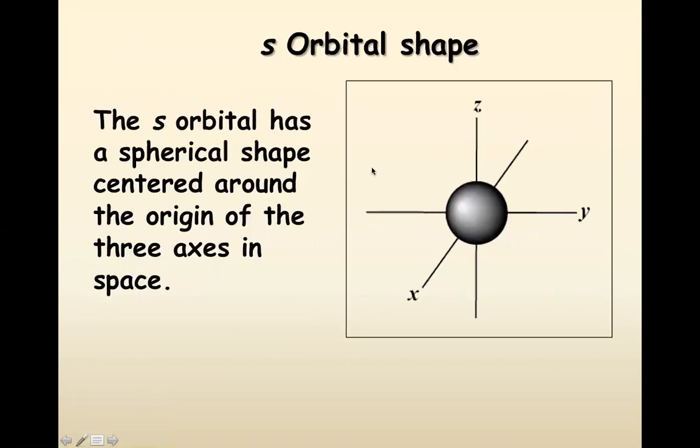The s orbital is the first shape that we're going to encounter here, and the s orbital is a sphere. If you want to just simply write S and then draw the shape, S orbital looks like a ball. Not a football, but a basketball. You could also call it a sun or a sphere.